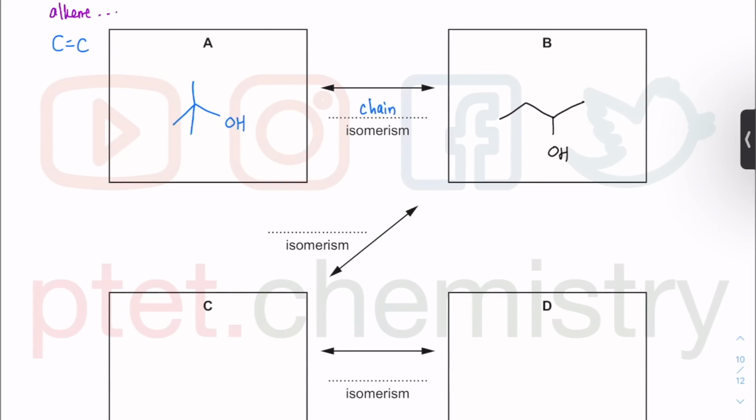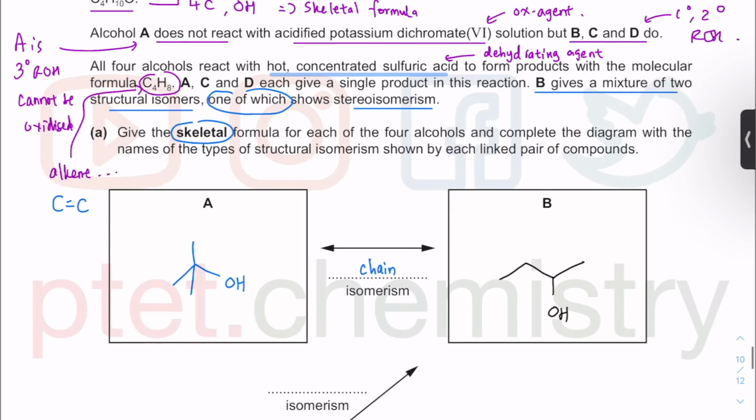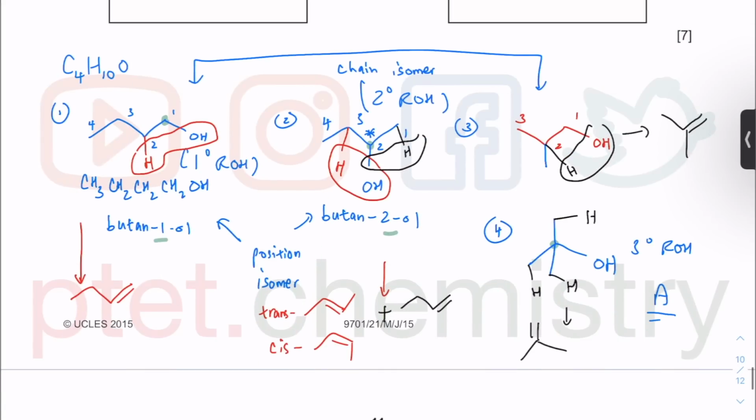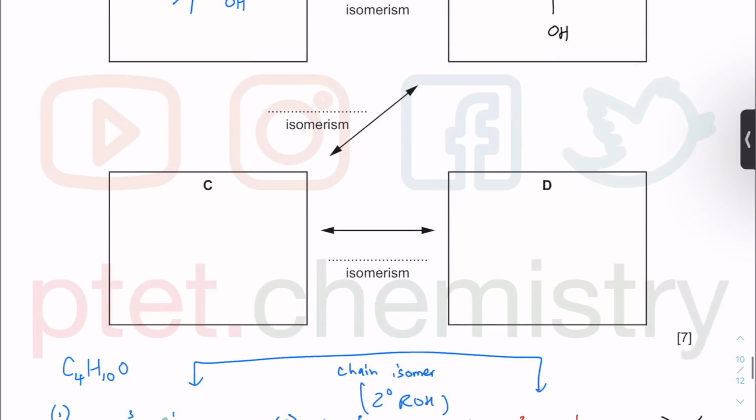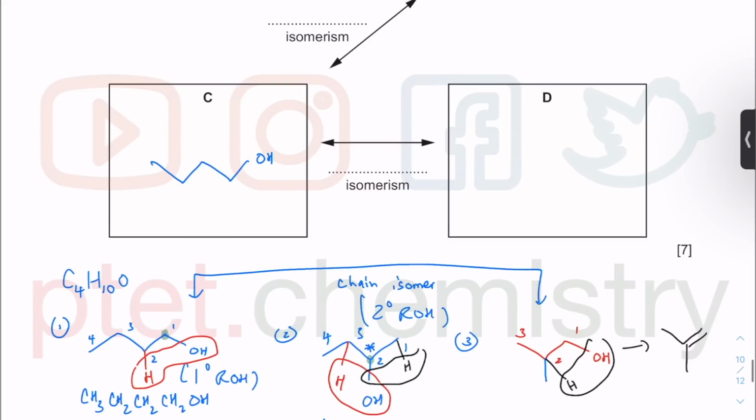What else can I say? Can I say anything about C and D? There's no other information given for C and D, so I guess I could put C as the straight chain, for instance. Doesn't matter which one you put as which one, because you're going to relate them in the end anyway. 1, 2, 3, 4 like that. And then the last one is going to be the straight chain, but then being branch.